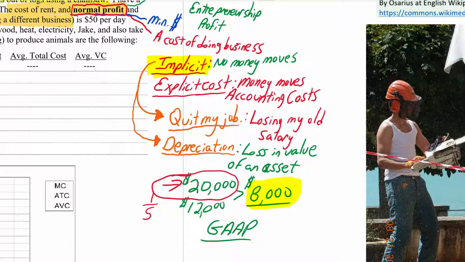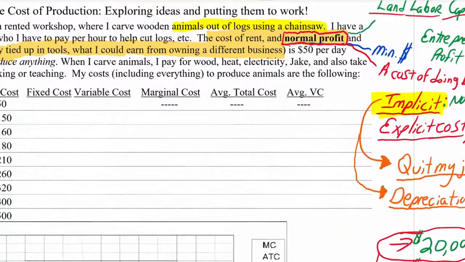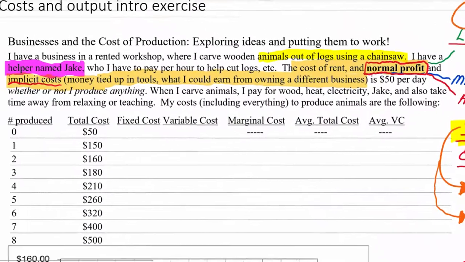Just like if I quit a job and I'm losing $50,000 in salary, that's every bit as real of a $50,000 cost as if I went out and spent $50,000, okay? So implicit versus explicit.